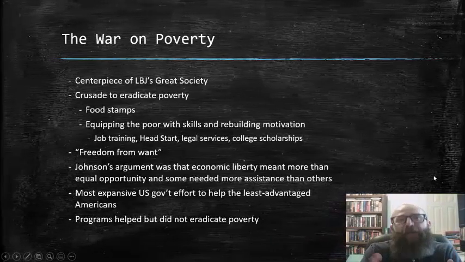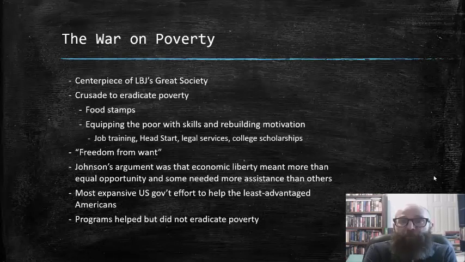The centerpiece of LBJ's Great Society initiatives was his War on Poverty, which was a crusade to eradicate poverty from the United States. Such efforts that fell under this umbrella of the War on Poverty included the beginning of the food stamp programs, other programs that were designed to equip the poor with skills and rebuild their motivation, including job training programs, Head Start or early childhood education programs, legal services, college scholarships, and more.